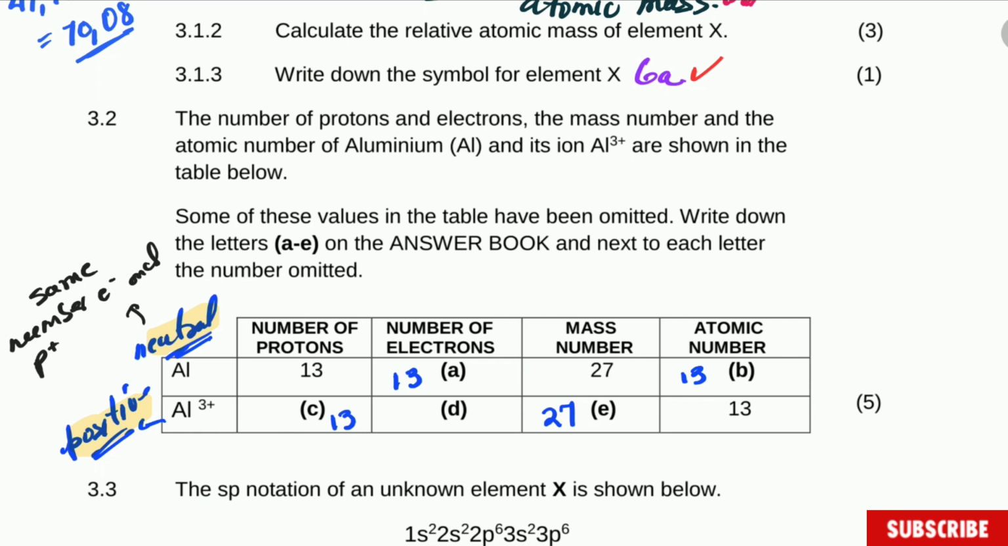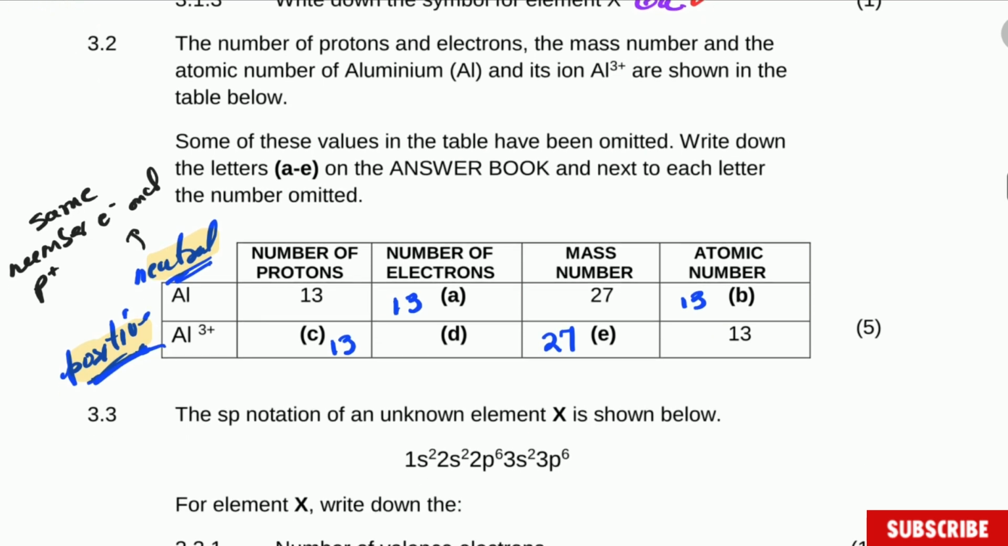Now I want you to see something. It is a positive ion. It has a positive charge. Why is it positive? Because it lost electrons. So it definitely will have fewer electrons than 13. It must be a number less than 13.